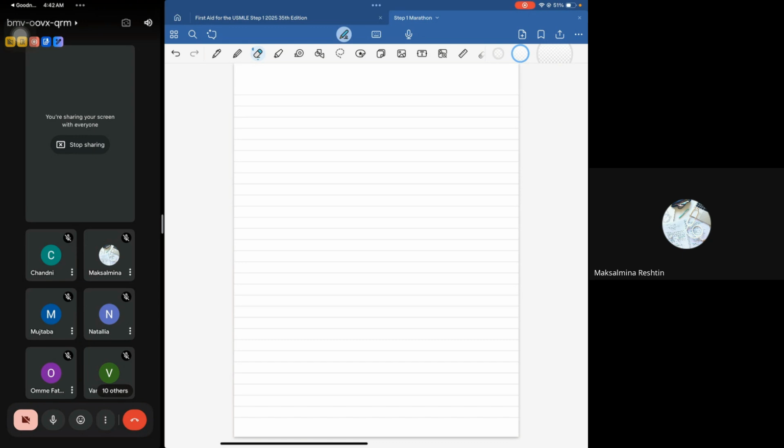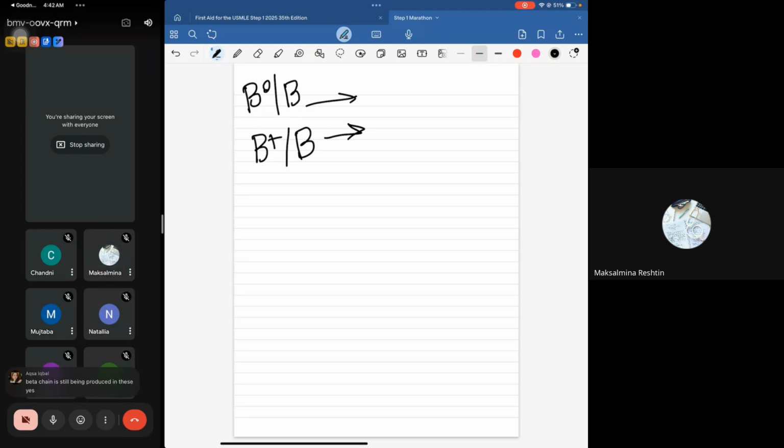Any questions? So, for example, if they give you beta naught beta, or beta plus beta, in both of these, one beta chain is normal and functioning. So the patient is going to have normal function due to that beta chain. This is known as the beta thalassemia minor. So beta is still being produced. There's some defect, but that's it. You're not going to have a lot of problems in these patients.